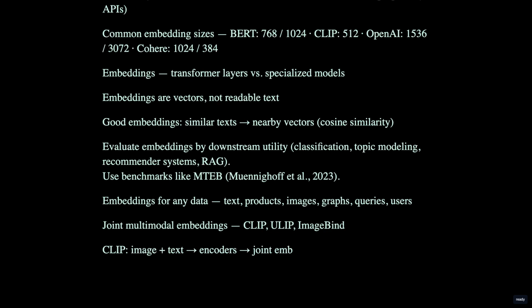CLIP trains on image-text pairs. The text is usually a caption or comment for the image. A text encoder and an image encoder convert each input into embeddings. Then both embeddings are projected into a shared embedding space where the model is trained to pull matching image-text pairs close together, and push mismatches apart.